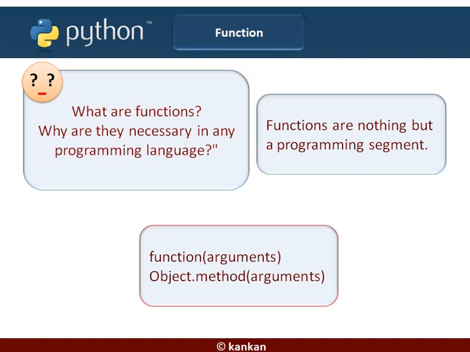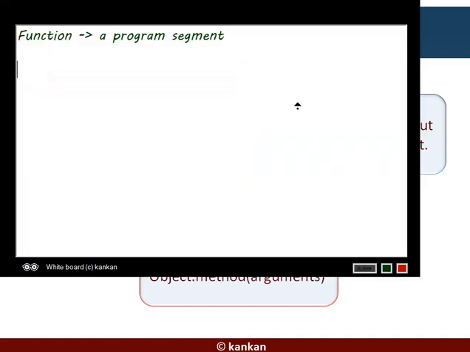So in this section we will study more about function. What I have told you about function and method: a function is called directly in the program, whereas a method is accessed through an object using the member access operator.